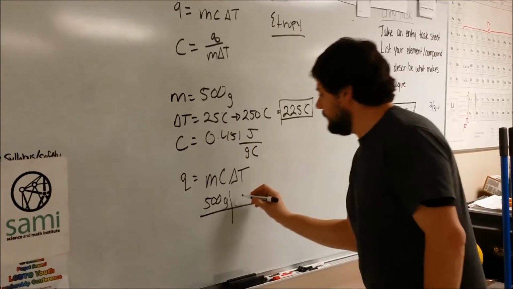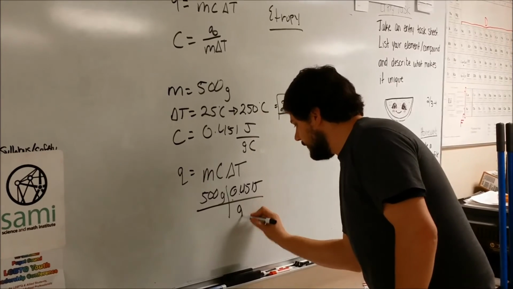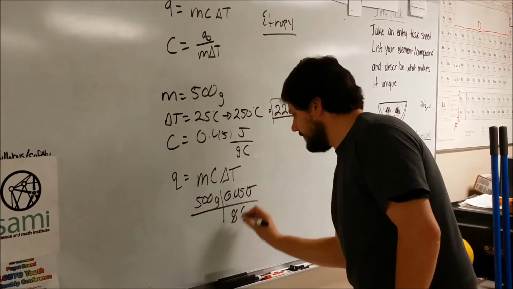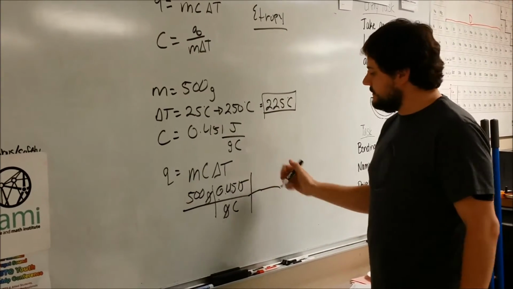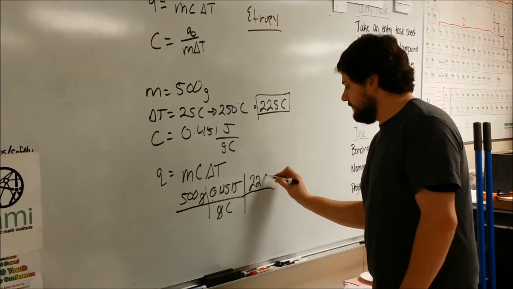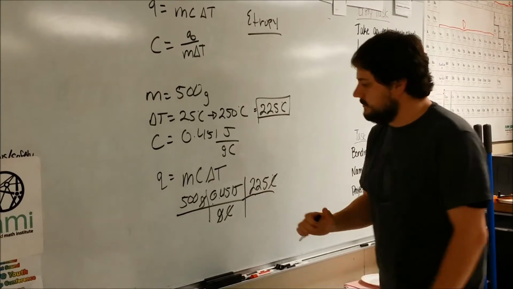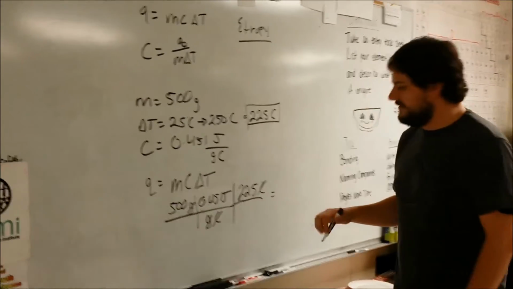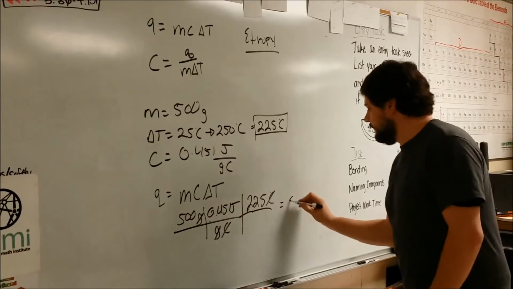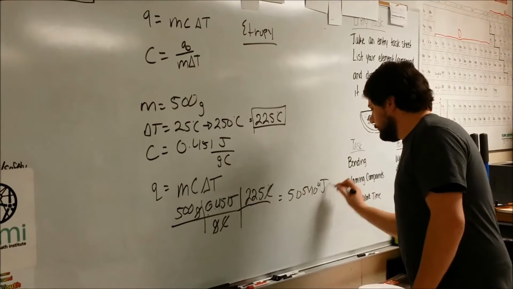Times the C, which is 0.451 joules per gram Celsius. So that means my grams are going to cancel. And I continue on, times delta T, which is 225 degrees Celsius. So my Celsius cancel. Celsius is a word. That's awesome. And I do some math, and we end up with 5.05 times 10 to the 4th joules.